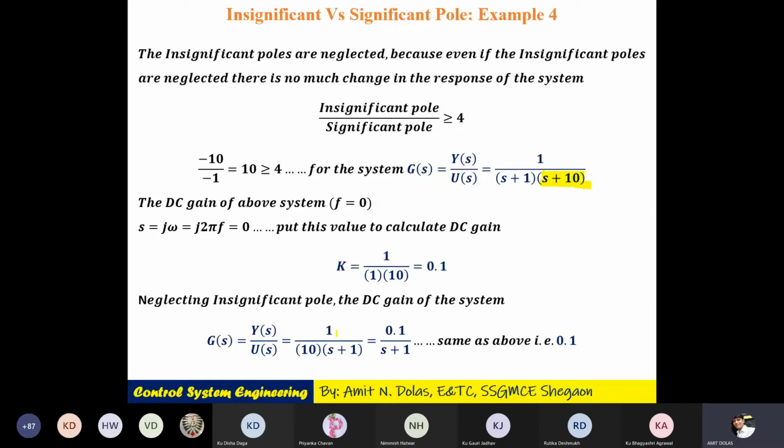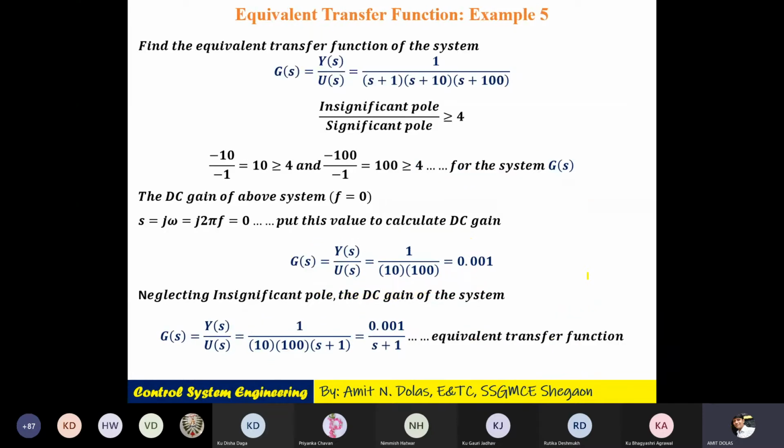And the DC gain is what? 1 by 10. So it is 1 by 10 into S plus 1. I have kept the significant pole, or the dominant pole. So it will be what? 0.1 divided by S plus 1. Same as above. If I put S is equal to 0 here, the gain is 0.1. Here also, if I put S is equal to 0, the gain will also be 0.1. So if we neglect the insignificant pole, it does not affect the system performance or dynamics that much.